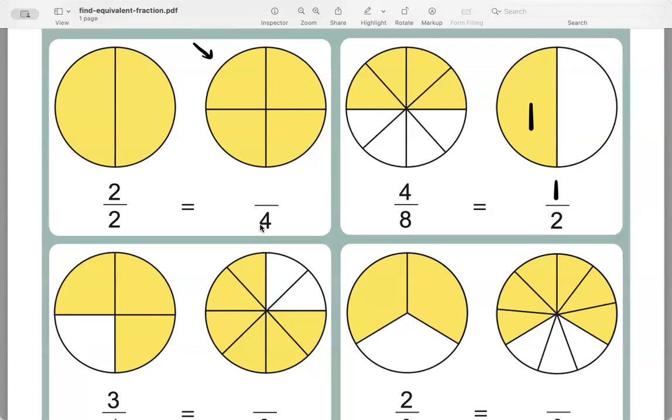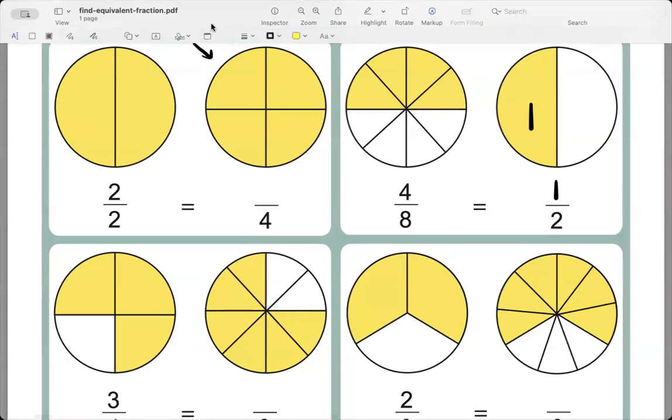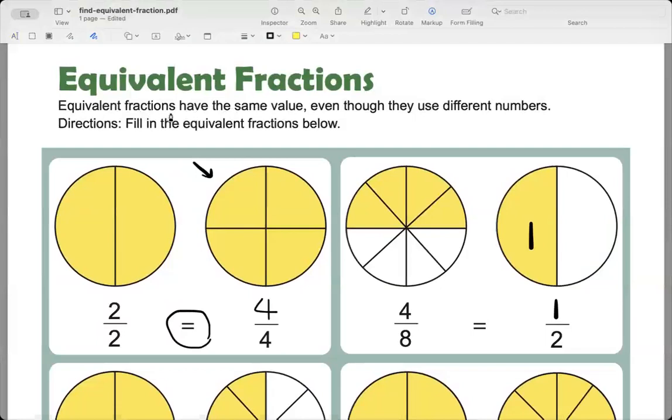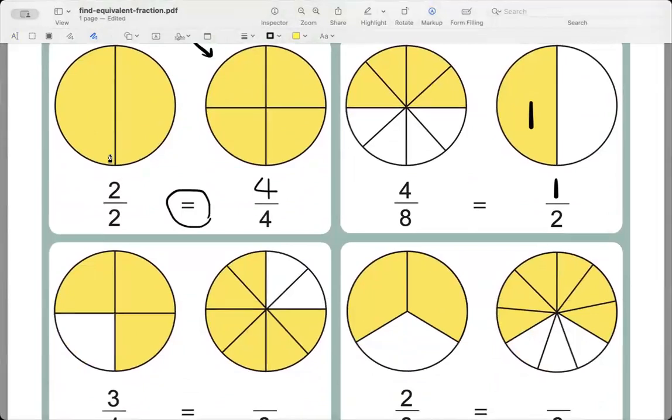How many pieces are shaded in? We see 1, 2, 3, 4 pieces shaded in, or 4 pieces are in yellow. So the numerator is therefore 4. They are equal, or they are equivalent. Both of these fractions are equivalent, meaning that they have the same value. We can see this by the picture, or the pies.